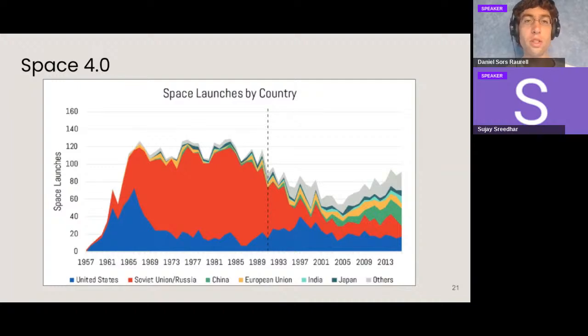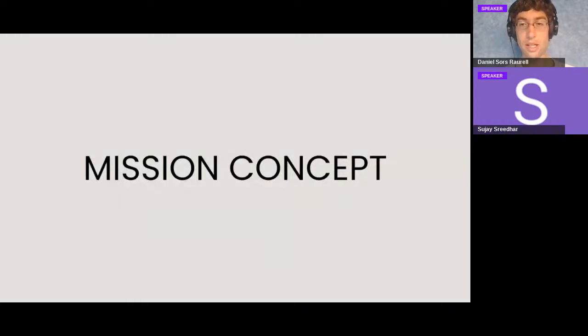And a graph to put all this in context: you see that now there are many more players in many countries. You see in gray the others. Before, as I mentioned, the sector was mainly led by the United States and the Soviet Union or Russia. And in the 90s or so, that started to change. And right now, as you can see, there are many more players in the space industry from many countries around the world. So it's become a much more global set of efforts that we are pursuing.